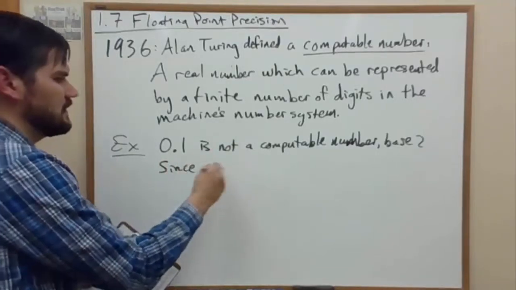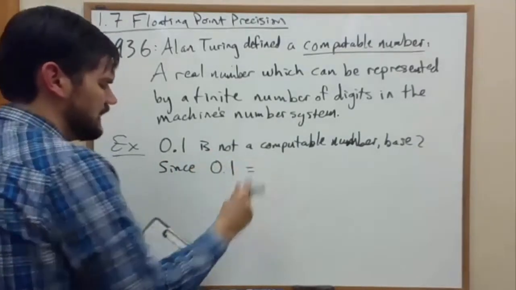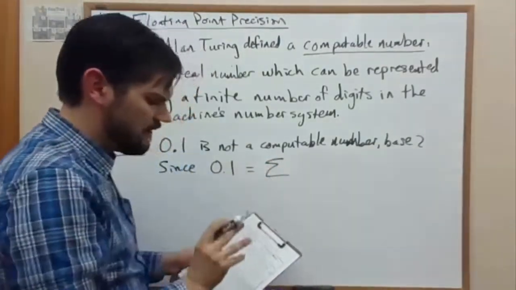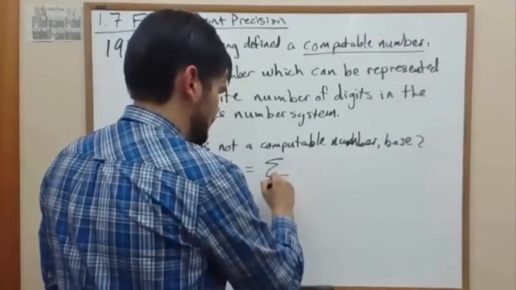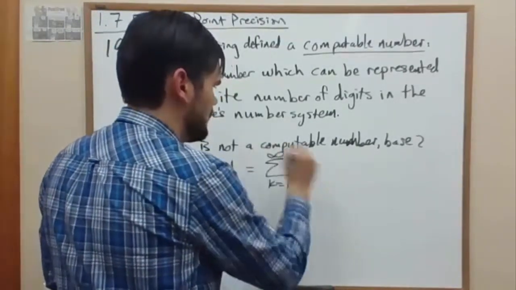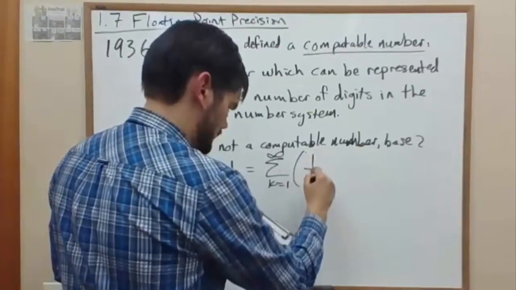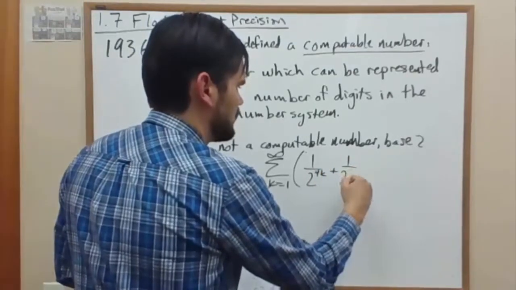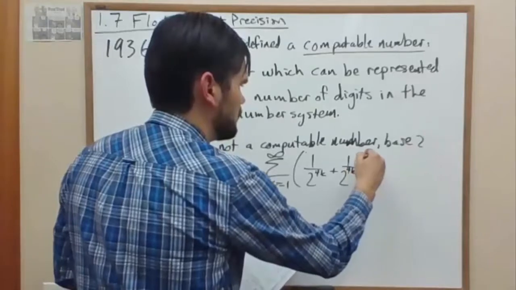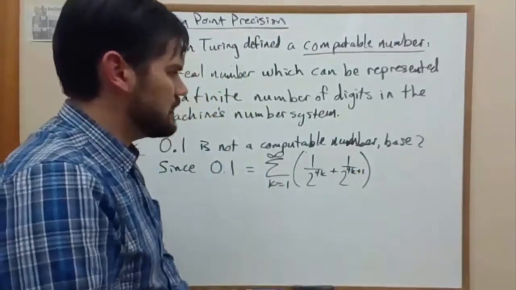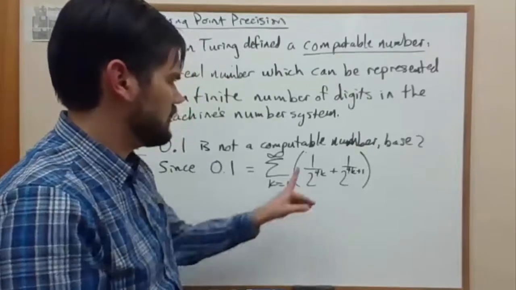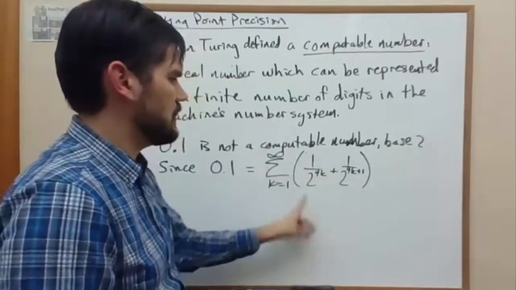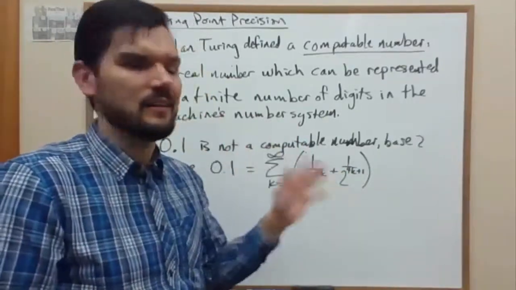Since 0.1 can be rewritten as an infinite series, the sum from k equals 1 to infinity of 1 over 2 to the 4k plus 1 over 2 to the 4k plus 1, which is the sequence of binary digits 1, 1, 0, 0, and then the next bits 1, 1, 0, 0, and the next 1, 1, 0, 0, repeated on and on.